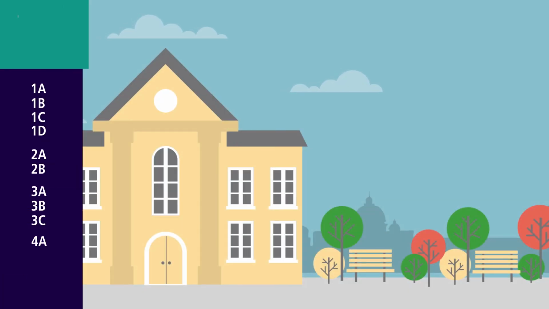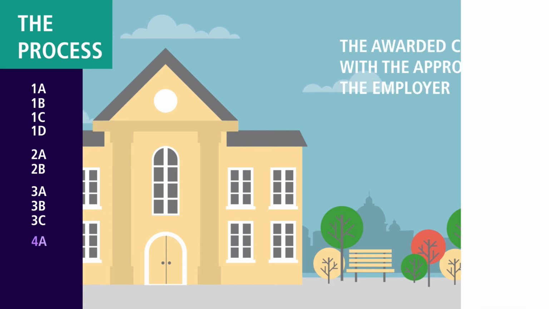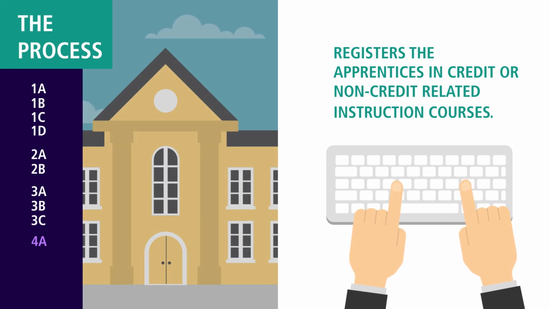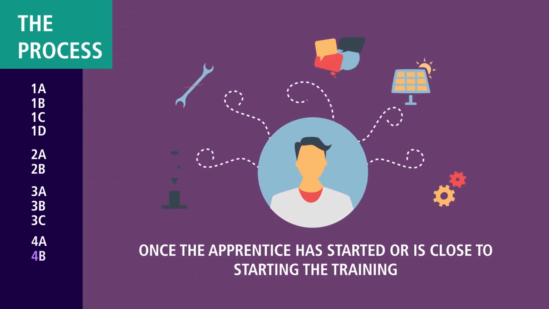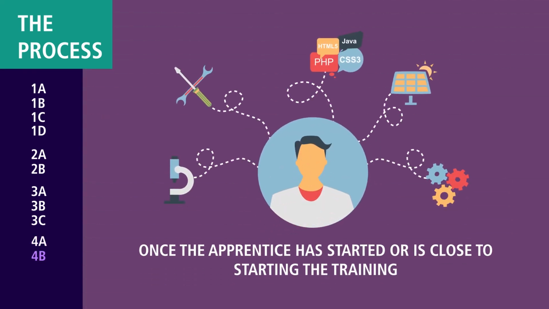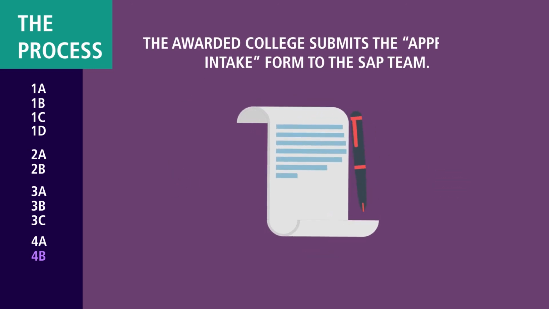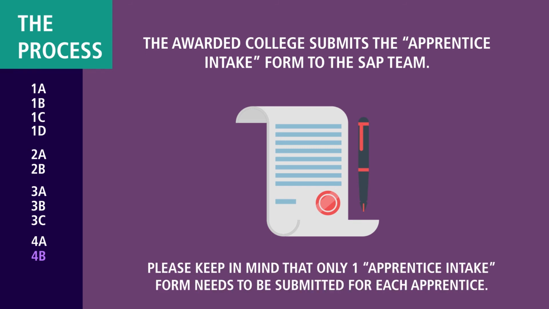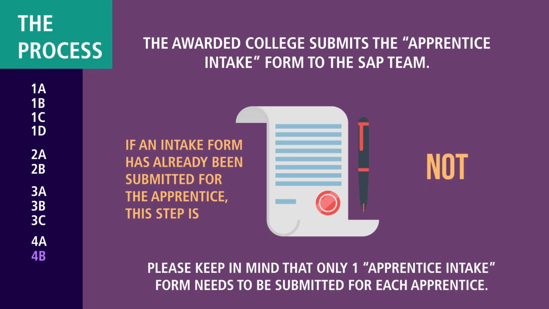The awarded college, with the approval of the employer, registers the apprentices in credit or non-credit related instruction courses. Once the apprentice is started or is close to starting the training, the awarded college submits the apprentice intake form to the SAP team. Please keep in mind that only one apprentice intake form needs to be submitted for each apprentice. If an intake form has already been submitted for the apprentice, this step is not necessary.